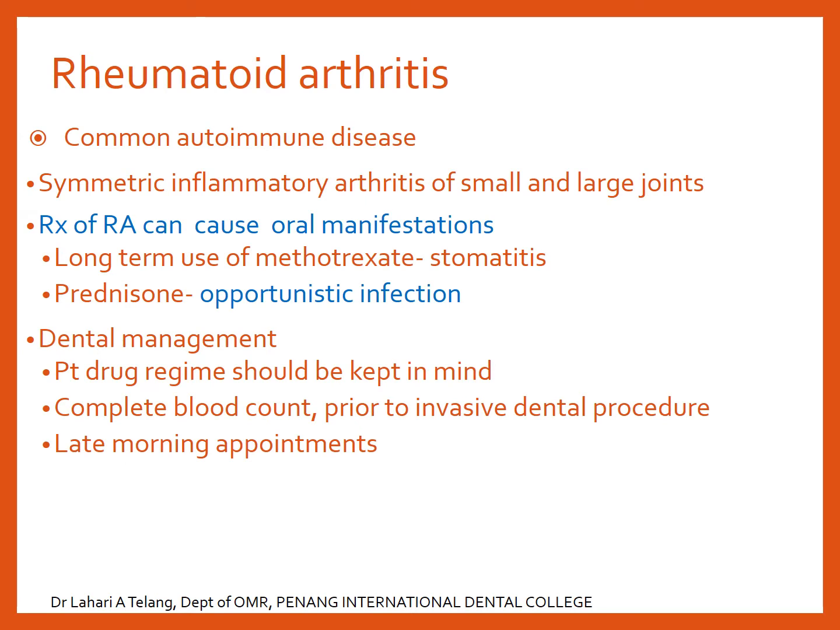Rheumatoid arthritis. This is a common autoimmune disease, and generally there is symmetric inflammatory arthritis of small and large joints. Why are we discussing it here in a dental context is because treatment of rheumatoid arthritis can cause oral manifestations. Long-term use of methotrexate could lead to stomatitis, and steroids like prednisone could cause opportunistic infection in patients.